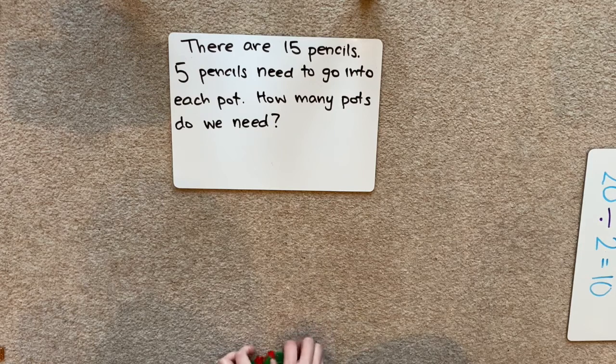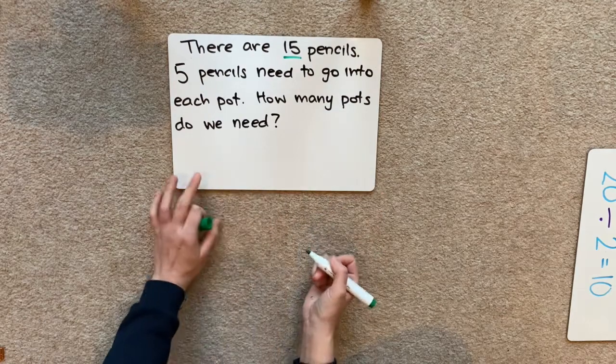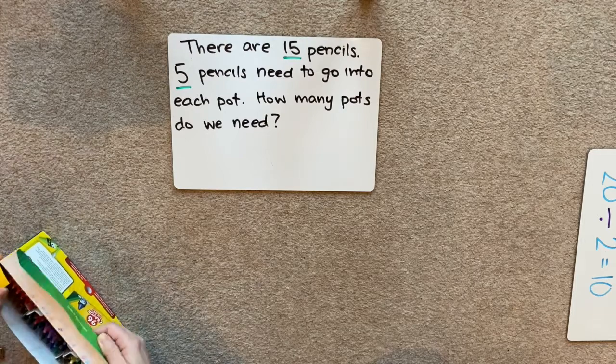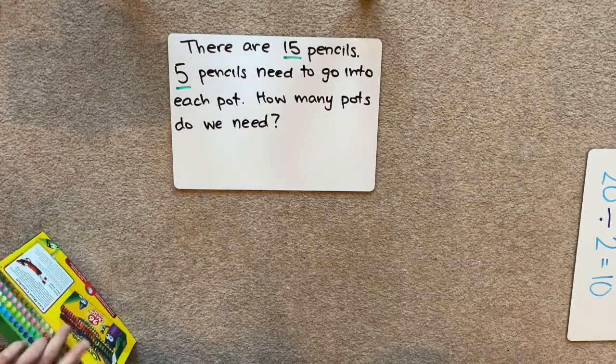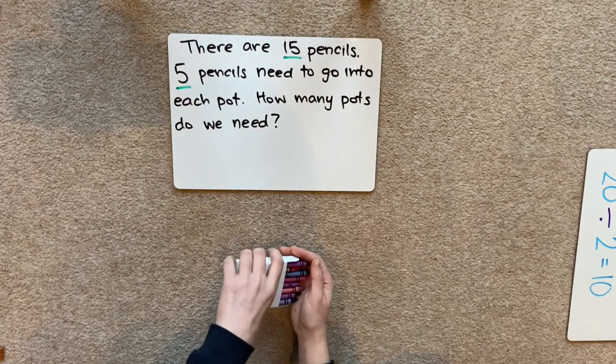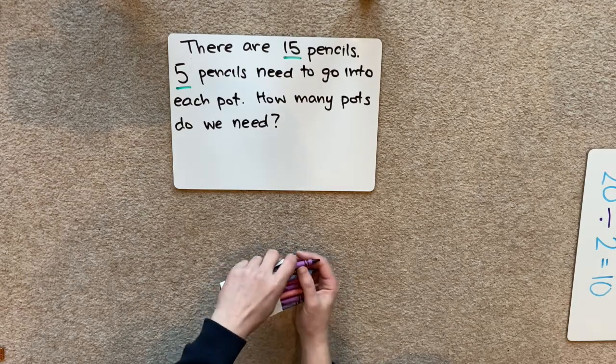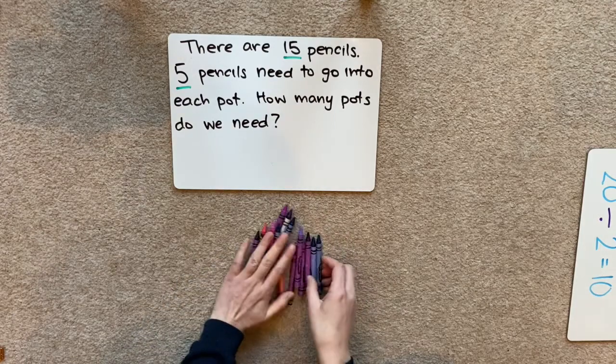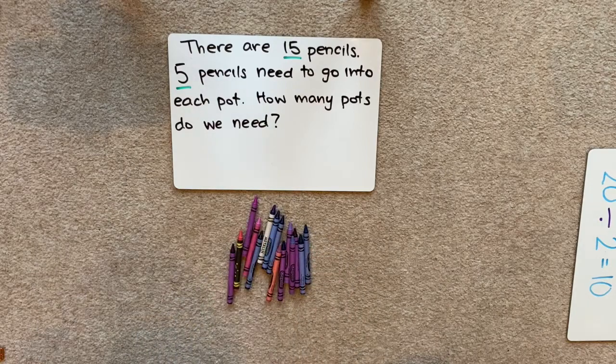There are 15 pencils. 5 pencils need to go into each pot. How many pots do we need? So we know we have 15. 5 go into each pot. How many pots do we need? Let's get my crayons out. So we've got 15. I know that there's 16 in this box, so I'm just going to take all of them out except for 1. It's 15 pencils or crayons, 5 into each pot.